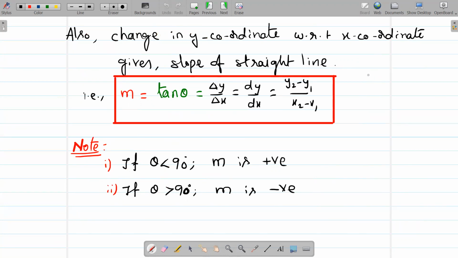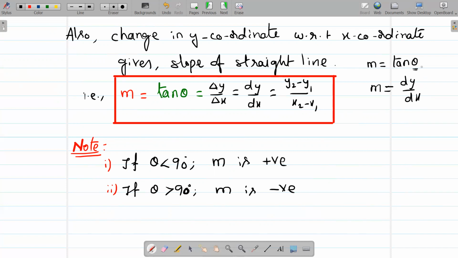You can briefly write this separately. m is equal to the tangent of the angle between the positive x-axis and the line, where it should be taken in the anti-clockwise direction from the positive x-axis. This can also be given as m equals the change in y coordinate with respect to x coordinate. We can express it as dy by dx or delta y by delta x. dy is nothing but the change in y, and dx is nothing but the change in x.